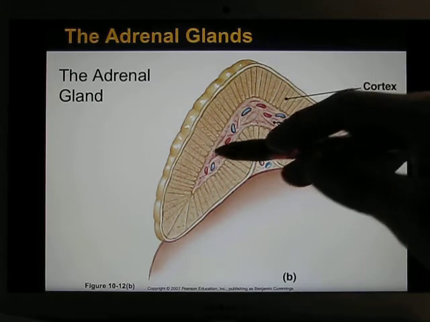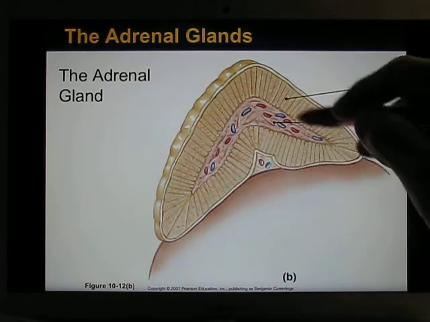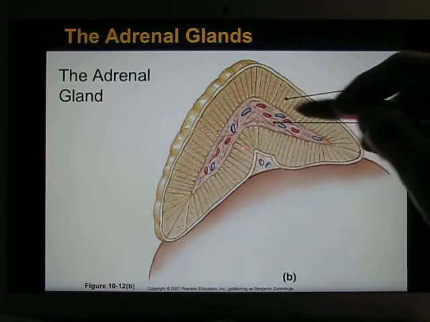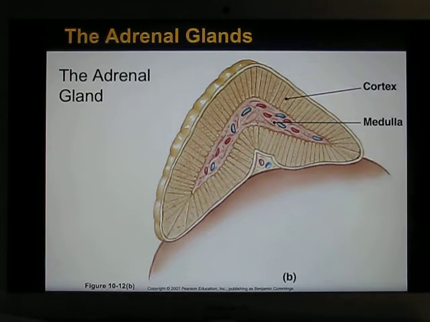When you cut the adrenal gland open, the outside is called the adrenal cortex, which releases steroid hormones. Inside, the adrenal medulla is part of the nervous system and releases epinephrine and norepinephrine. That's your sympathetic nervous system.